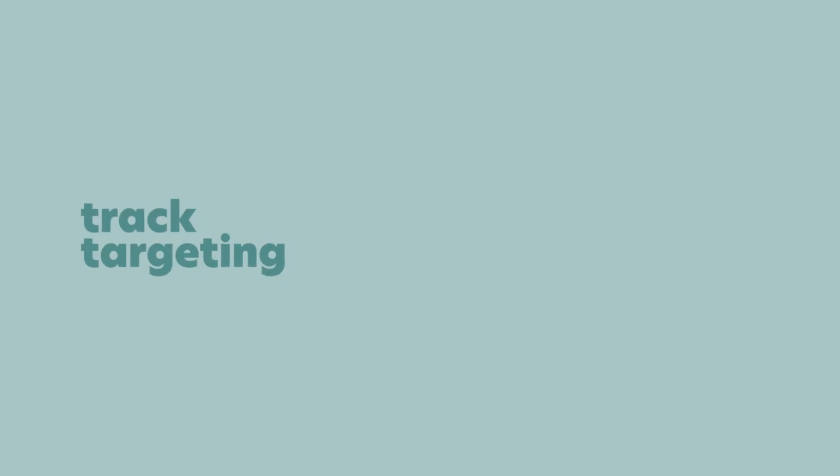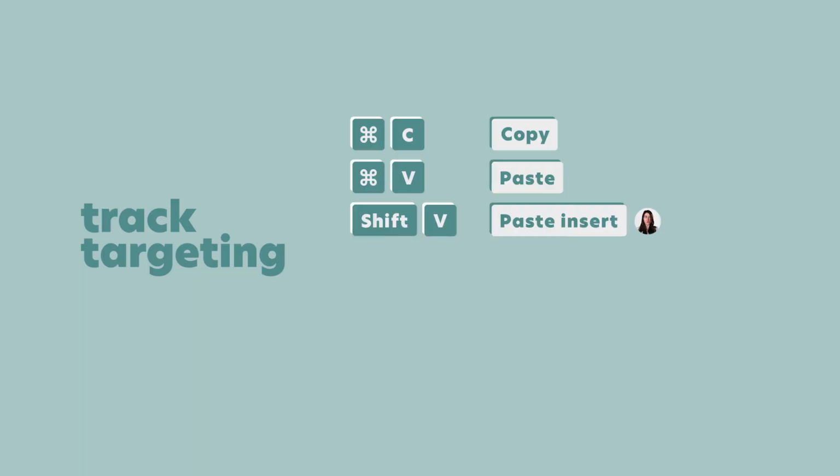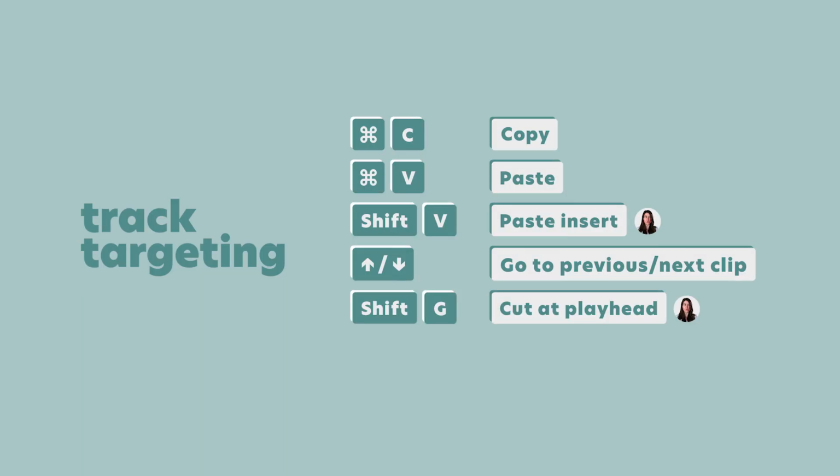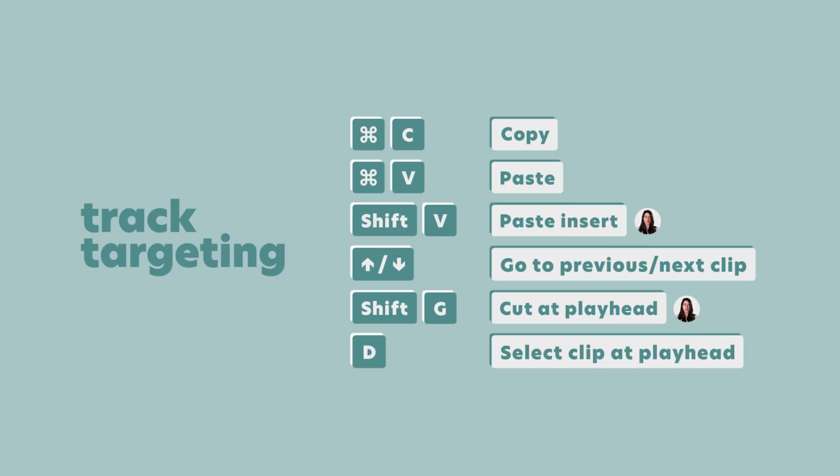So to recap, track targeting affects the copy-paste command, the up-down arrow keys and other navigation shortcuts, the Shift-G shortcut that makes a cut at the playhead, and the D key shortcut that selects clips at the playhead.